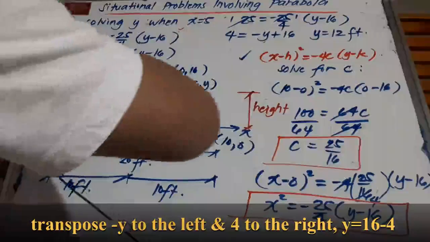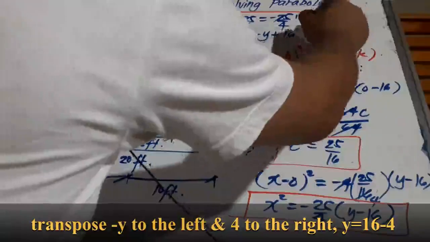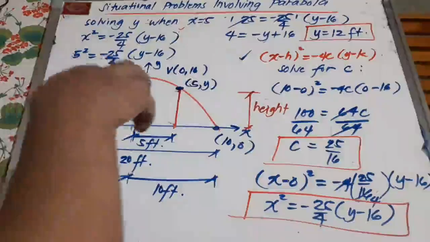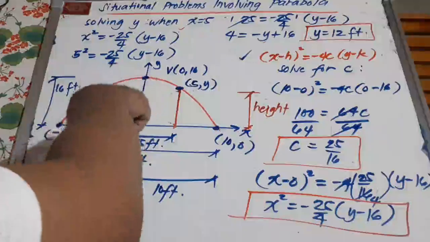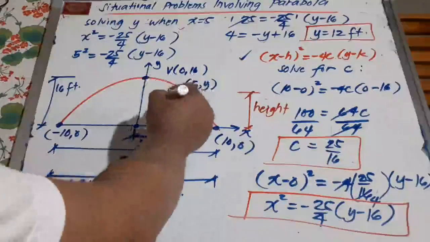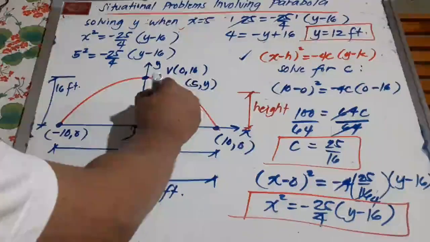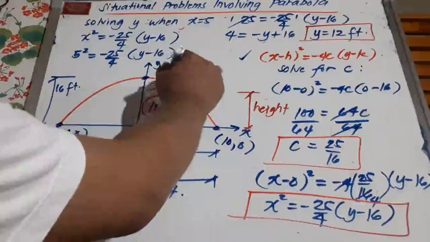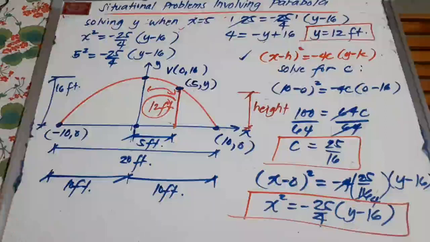Okay, so that is our answer. Ang taas ng ating parabolic arch, 5 feet from the center, is 12 feet. Okay? So that is the solution to this problem involving parabola. Thank you.